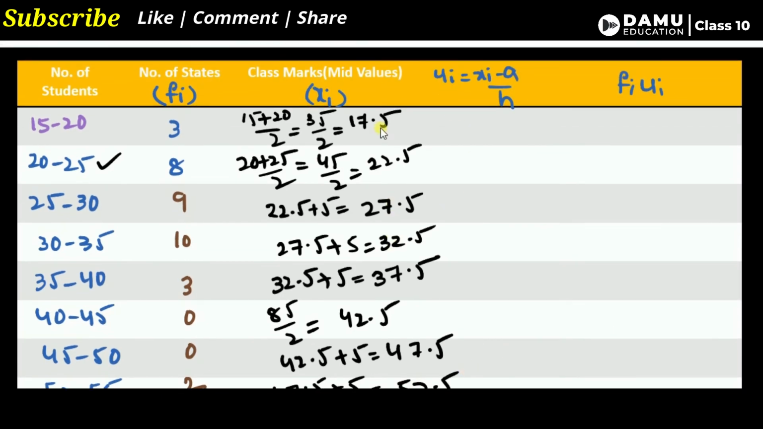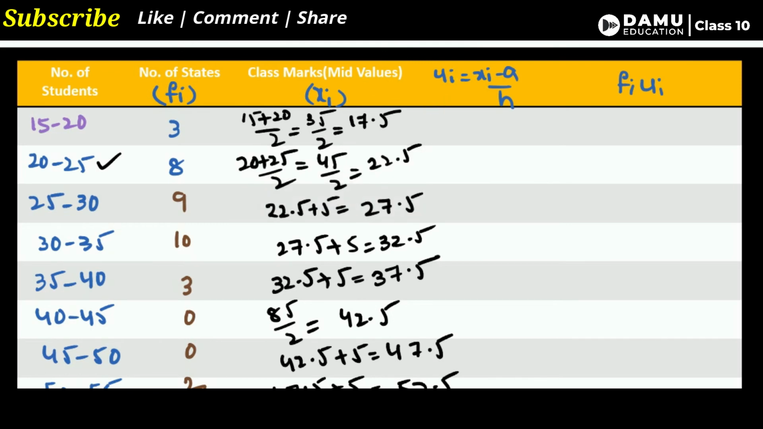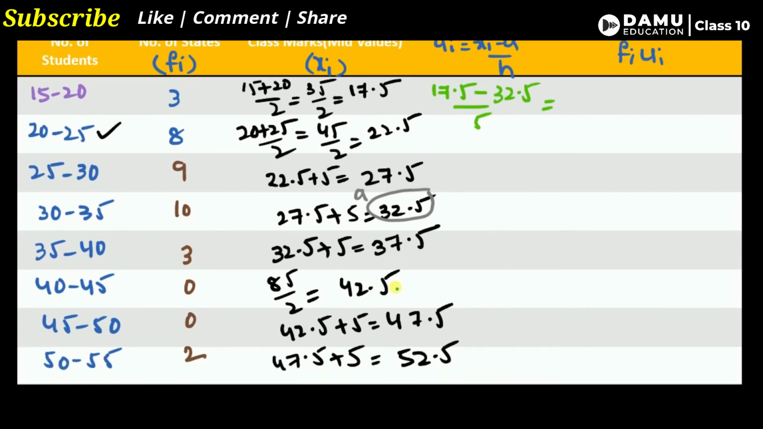Let's find out what ui is. ui is nothing but xi minus a, by h. So we need to take an assumed mean. Let's take any one value from these. So let's take 32.5 as the assumed mean. Let's substitute here: xi is 17.5, minus the assumed mean 32.5, by 5. You can take any value from these middle values, such as 22.5 or 27.5; we have simply selected 32.5.